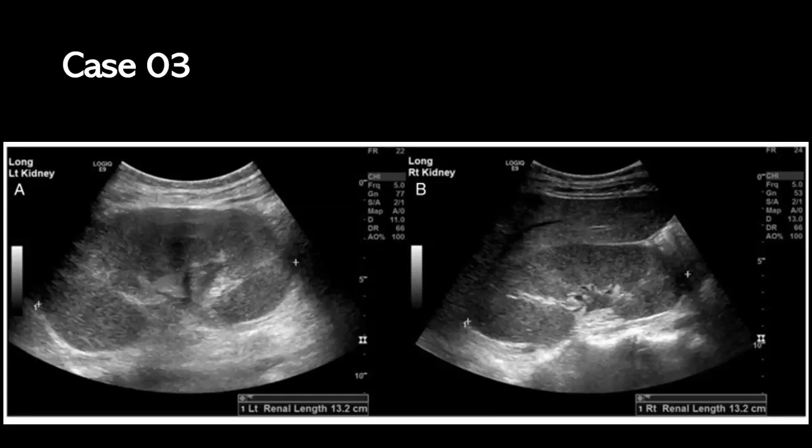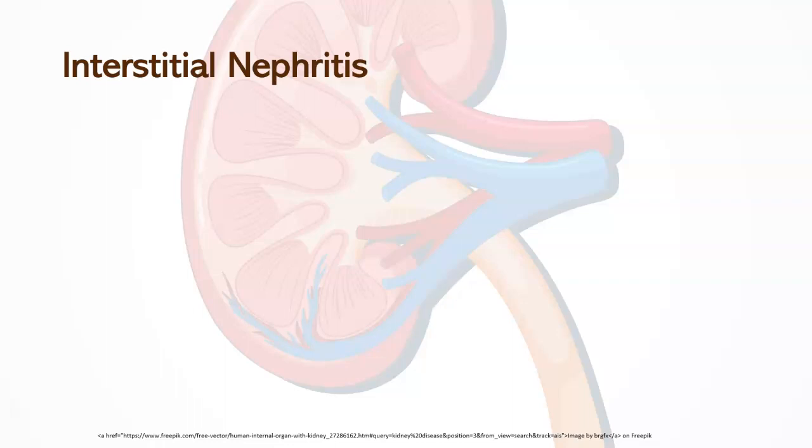This ultrasound shows both kidneys, and as you can see, there's lots of corticomedullary differentiation and slight enlargement of the kidneys, suggesting renal parenchymal edema and inflammation. Okay, so now pause the video and think about what this might be. Okay, so this is interstitial nephritis.